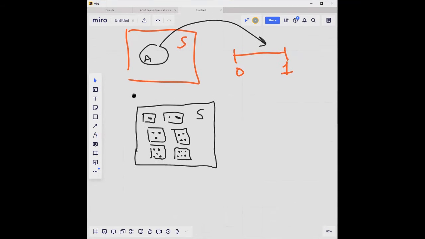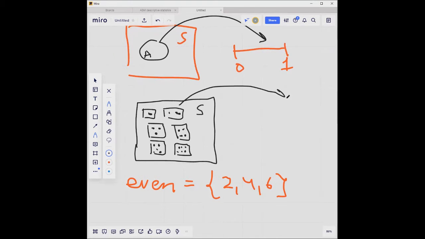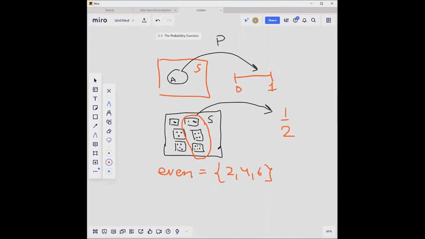Let's try to find the probability of an event when I get an even number. This event is defined as a collection of the following outcomes: 2, 4, and 6. Then probability is a function that is going to assign to the event of an even number, of getting an even outcome on our toss, a number, which in that case is equal to 1/2.